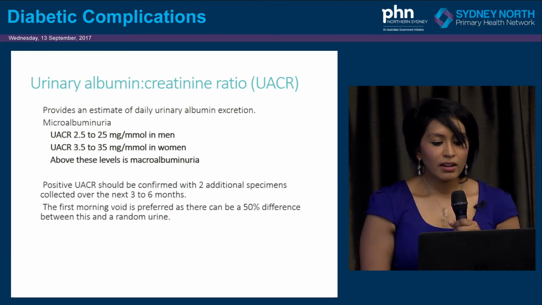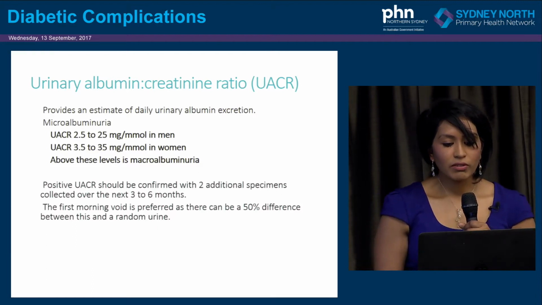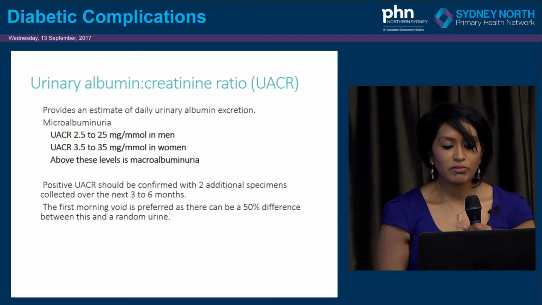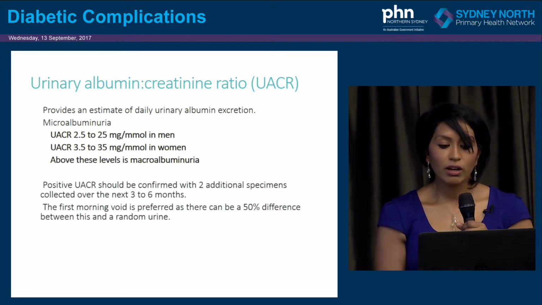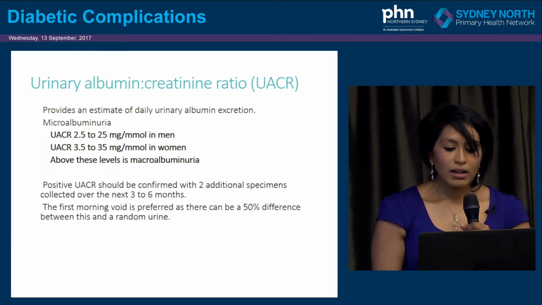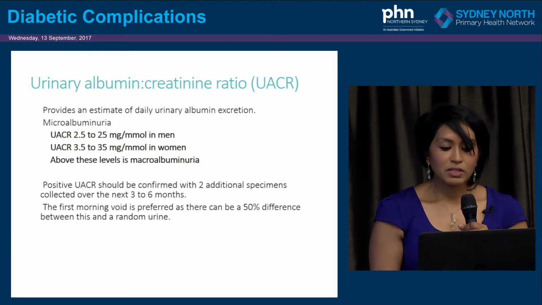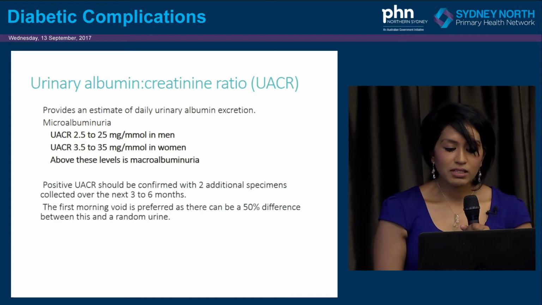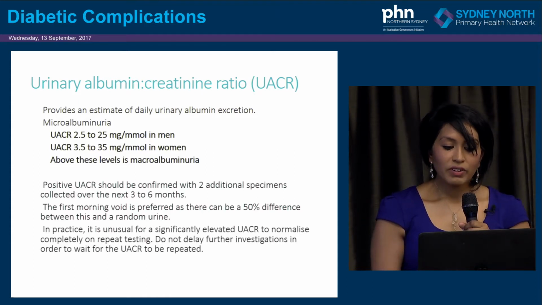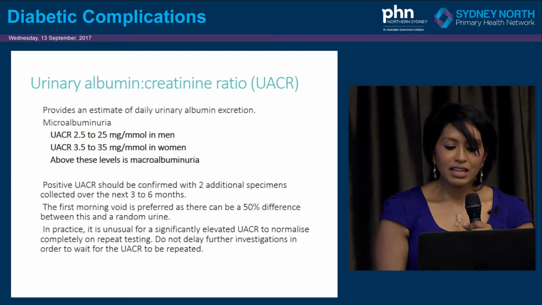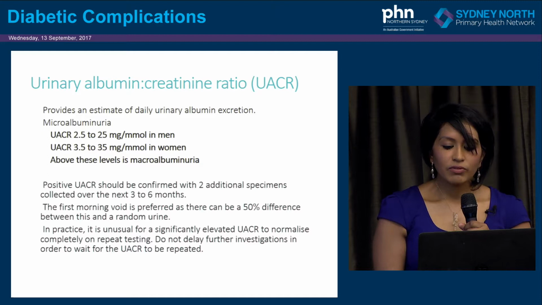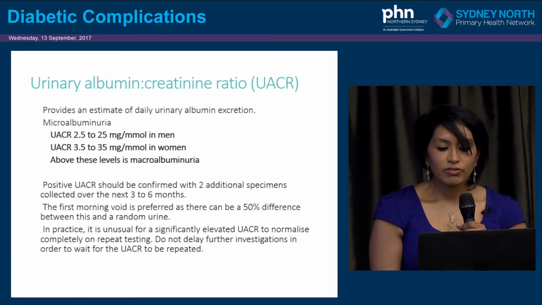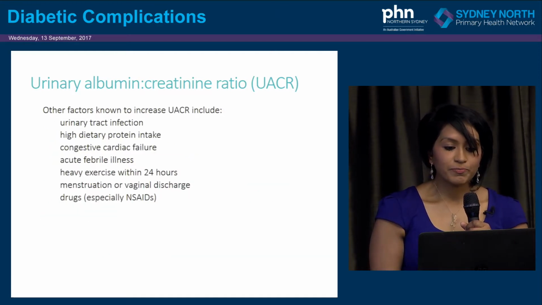The cutoff is 2.5 to 25 for men as microalbuminuria, and above 25 would be technically macroalbuminuria, and for females 3.5 to 35. So it should be confirmed with 2 additional specimens collected over the next 3 to 6 months. However, if it's significantly elevated, it's unlikely that it's going to come back normal, so you wouldn't want to delay further investigations, specifically the renal function testing, if it's significantly positive.